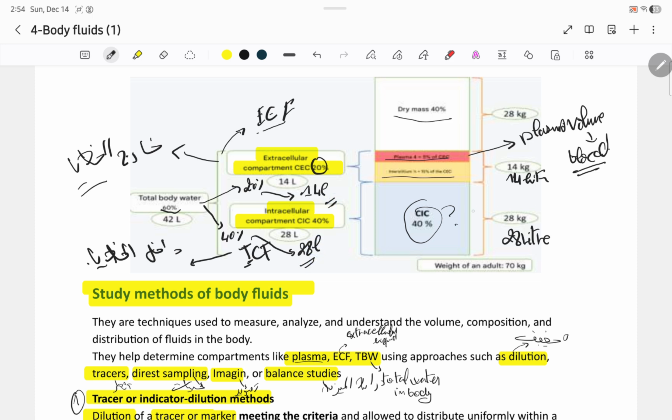The intracellular fluid is the fluid inside the cell. Inside the cell there is a fluid, there is water. So this is the intracellular fluid. This is for part 1 of the lesson.